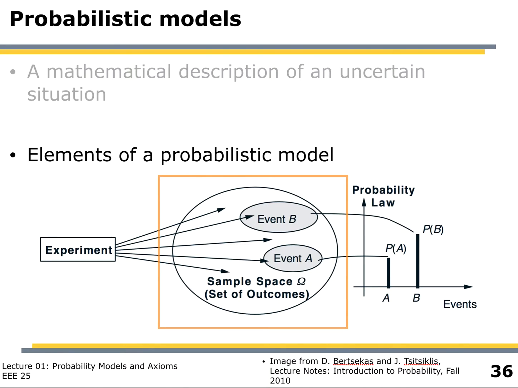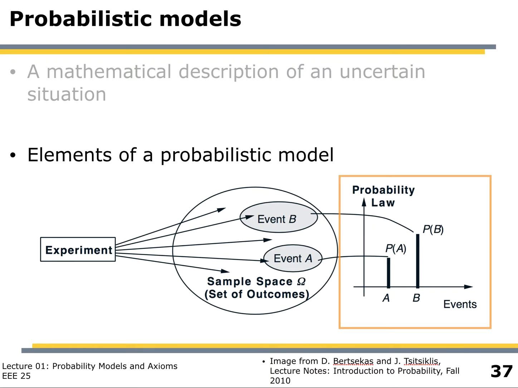The second component of the probabilistic model would be the probability law, and basically its job would be to assign probability values to each event inside the sample space.